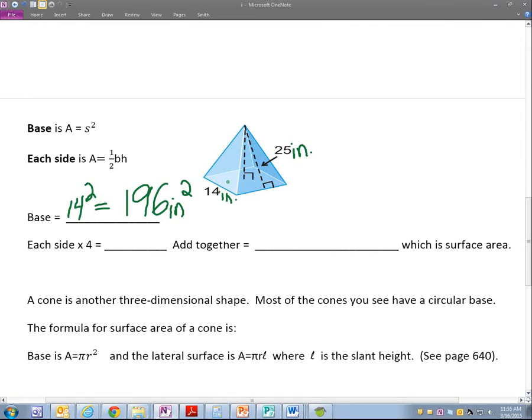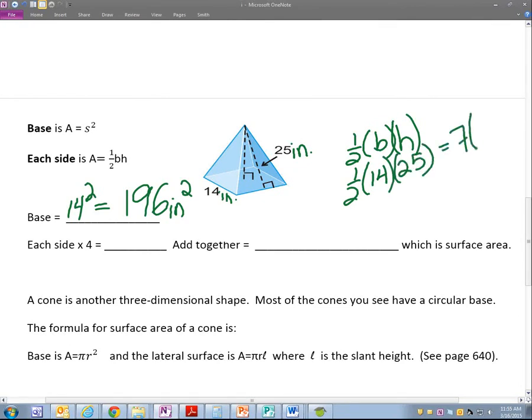So 14 squared. Then we have each side times 4. We have to multiply it by 4. Each side, what is each side? Okay, it's 1/2 base times height. So it's 1/2, base is 14. The height is 25. So I have to do 7 multiplied by 25. What'd you get? Okay, yeah. So 175 inches squared.